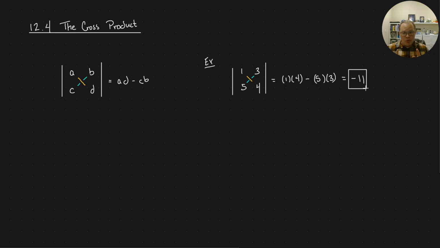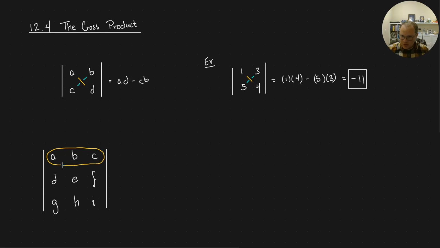Okay? 3x3 determinants are a little more complicated. So now let's look at a 3x3. And I don't want you to memorize the formula here. I want you to understand the basic idea. So we're going to take the 3x3 determinant by taking lots of 2x2 determinants. Okay? What we're going to do is expand along this first row, one element at a time.